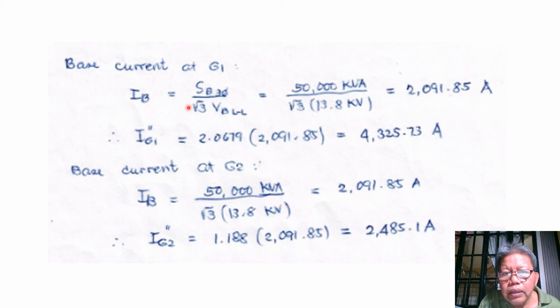So it's the same as in generator 1, 2091.85. And the actual value of the current supplied by generator 2 at the subtransient condition would be equal to the per unit value, which is 1.185, times the base current of 2091.85. So the actual current generated or supplied by generator 2 is 2085.1 amperes.